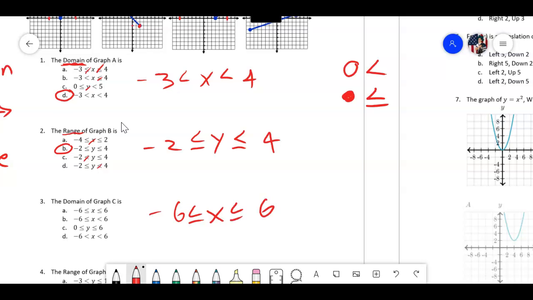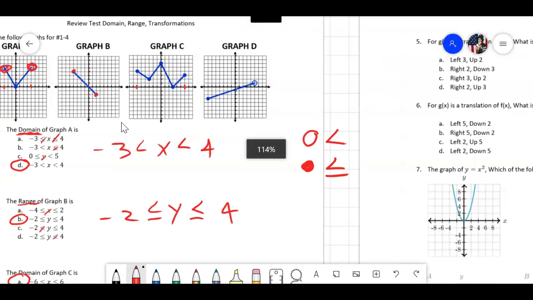-6 to +6. Domain is x in the middle. And the endpoints are shaded in, so they're going to be underlined. Okay? So our best answer would be letter A. B is wrong because this one's not underlined. C is wrong because that's range. D is wrong because they're both not underlined, right?